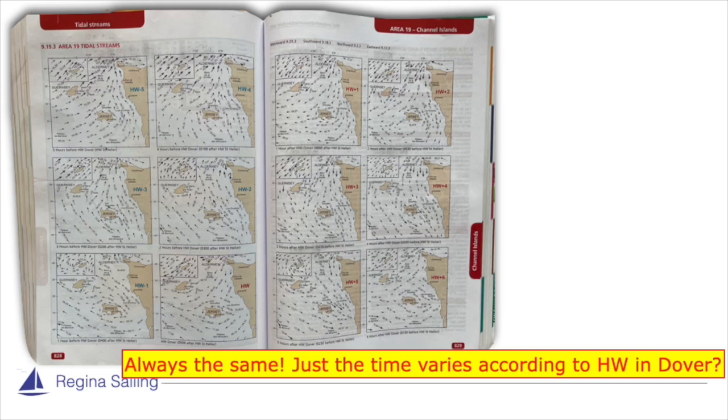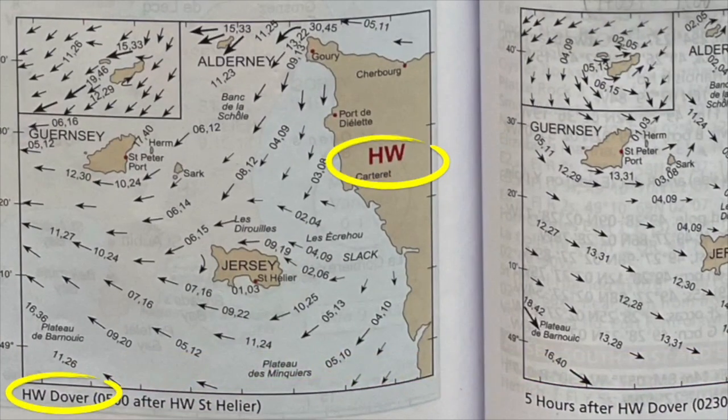So you have to know what time is high water in Dover, and that's one of these pictures, and then you go forward and backward and compare. This is the Channel Islands, which are quite interesting. So if you zoom in on one of these pages, this one, high water, you can see that this is how it looks when it is high water in Dover. This picture is valid for high water. Dover isn't even on this picture. It doesn't matter. When Dover has high water, this is how it looks here around Jersey and Guernsey and Alderney.